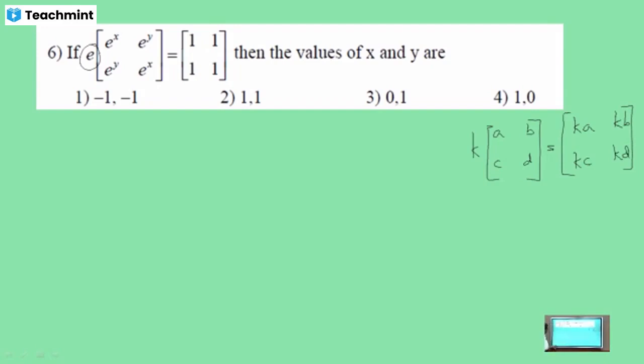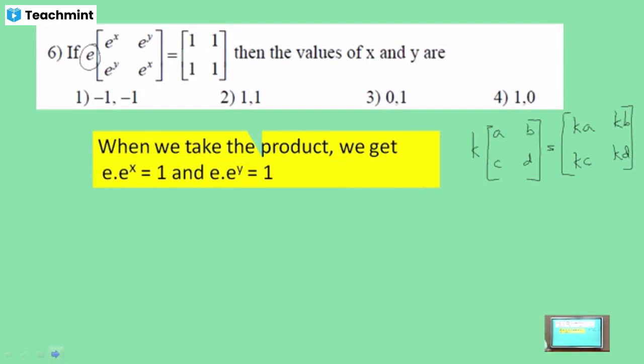When I multiply each element, what will I get? The first element is e into e power x. What is e into e power x? According to the property, it is equal to 1. Similarly, e into e power y is again equal to 1.